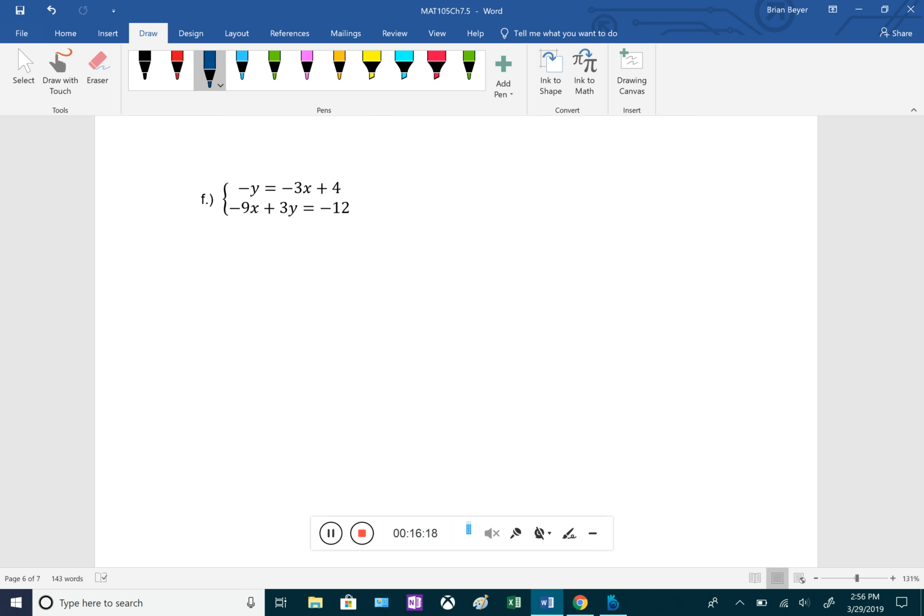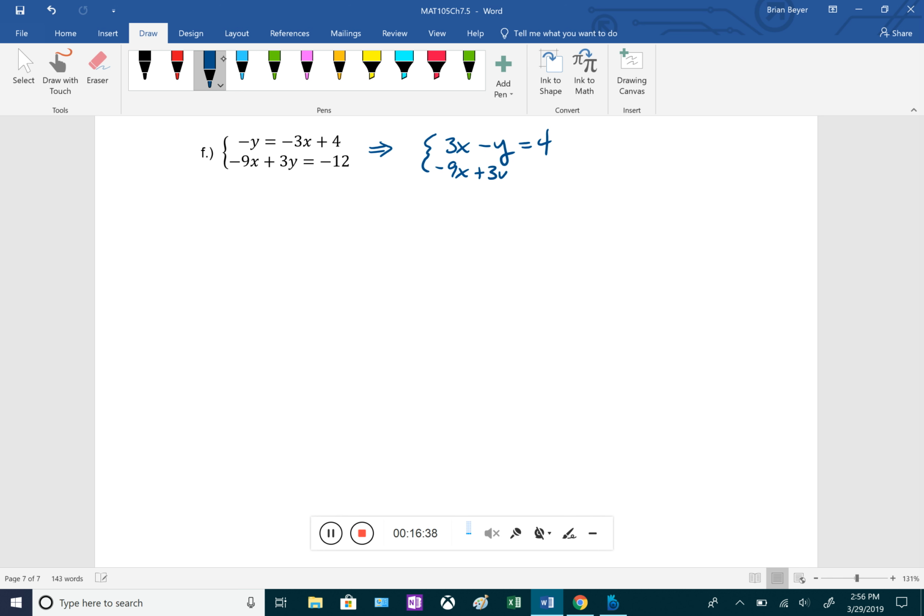So one more, we have negative y equals negative 3x plus 4, and negative 9x plus 3y equals negative 12. So first we have to get this in the correct form. So the first one, we have to add 3x to both sides, so 3x minus y equals 4. Second one was already good, negative 9x plus 3y equals negative 12. And now we can just decide which variable we want to cancel. So if we want to cancel, let's say we want to cancel the x's again, we would have to multiply this first one by positive 3 to cancel the x.